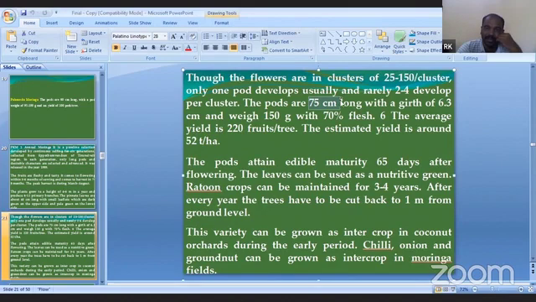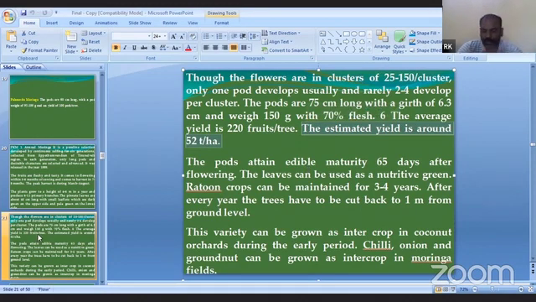The pod is 75 centimeters long, and yields an average of 220 fruits per tree. The estimated yield is around 52 tons per hectare. You see, like that. The estimated yield, so that's why we go for this one. The estimated yield is around 52 tons per hectare.